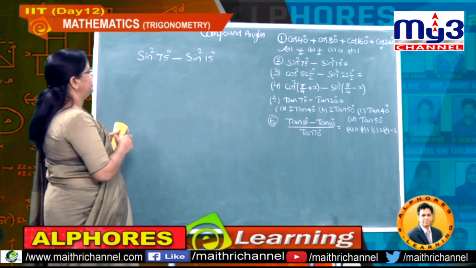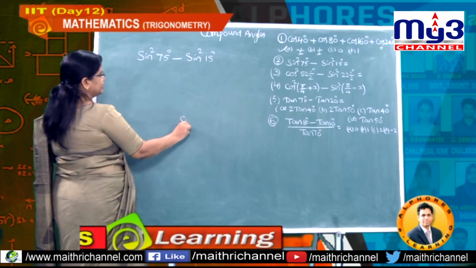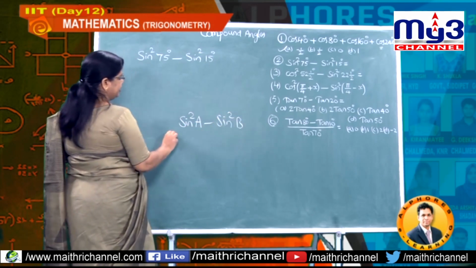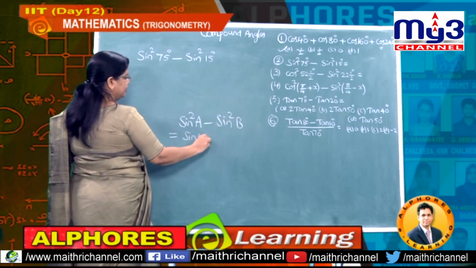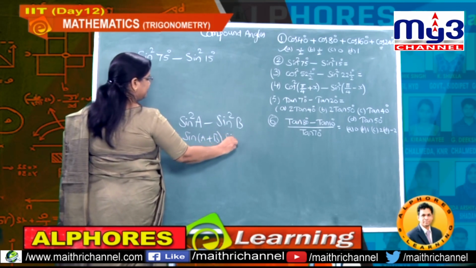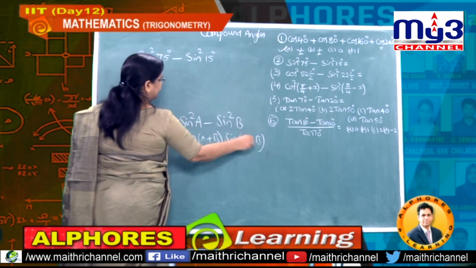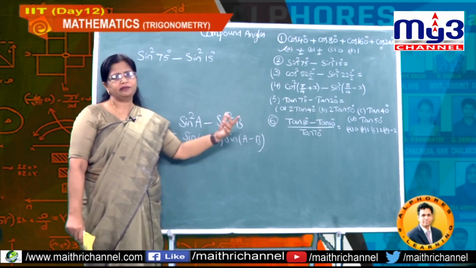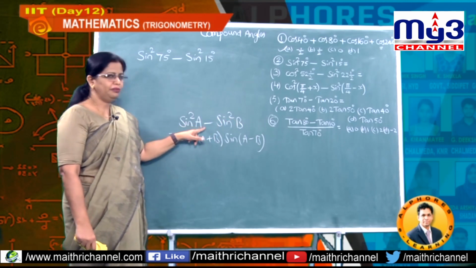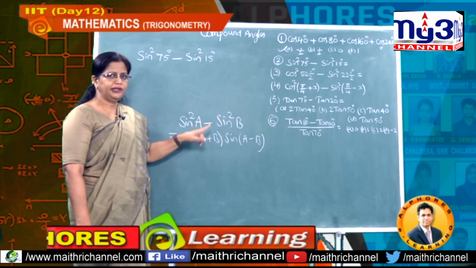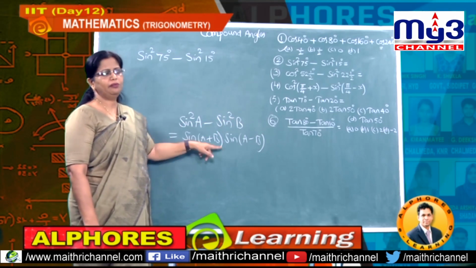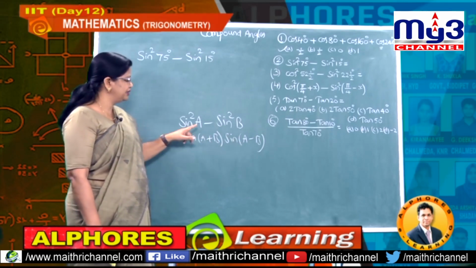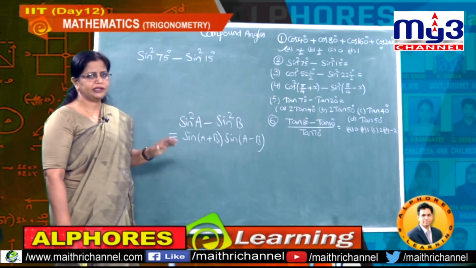Otherwise you can use the formula as sine square A minus sine square B. What is the result here? It is equal to sine of A plus B into sine of A minus B. I am not using here the formula x square minus y square. What is x square minus y square? x minus y into x plus y. So that formula I am not using here. You are using the formula which we derived from compound angles. So sine A plus B into sine A minus B is nothing but sine square A minus sine square B.